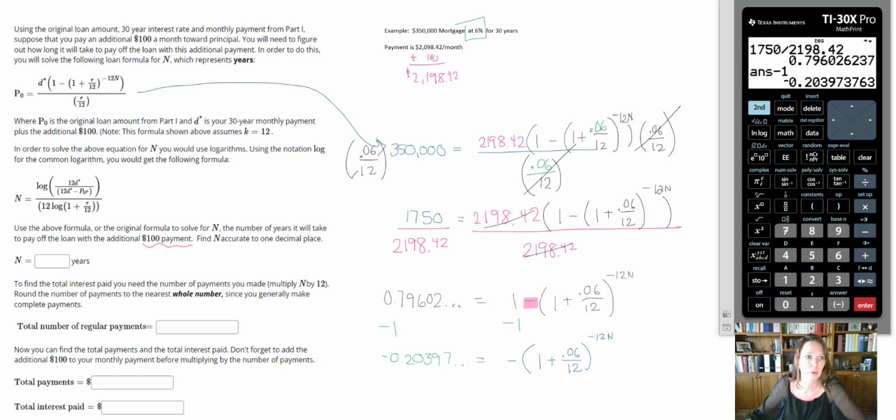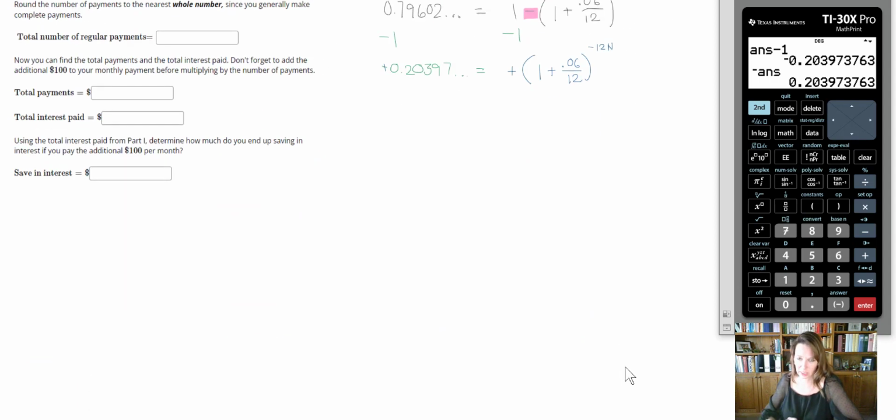Basically, when I divide both sides by a negative, both of those end up being positive. So in my calculator, I want to make sure that what's in my calculator is now positive. I like to just hit the negative and then my answer. Now it's changed to a positive value on the left-hand side. I can't subtract the 1 at this point from what's inside the parentheses, because the negative 12n is a power to the entire quantity.